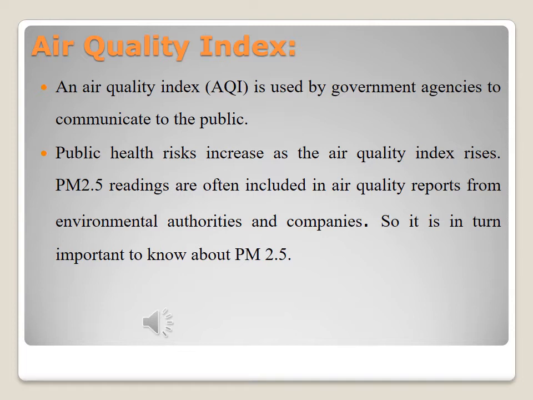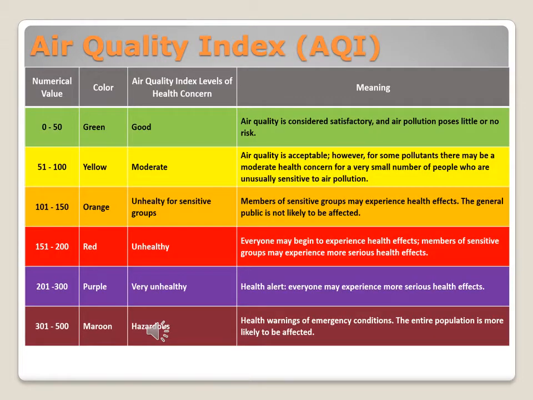Particulate matter 2.5 readings are often included in air quality reports from environmental authorities and companies. So, it is in turn important to know about particulate matter 2.5. This table gives a ready reckoner of the air quality index. The green color shows particulate matter from 0 to 50, which means the community lives in a healthy environment. Other color regions show different particulate matter values and ultimately the properties of air quality.